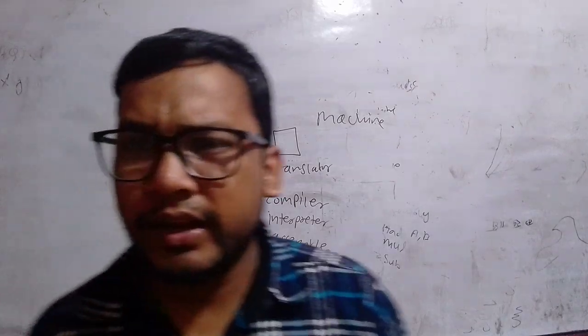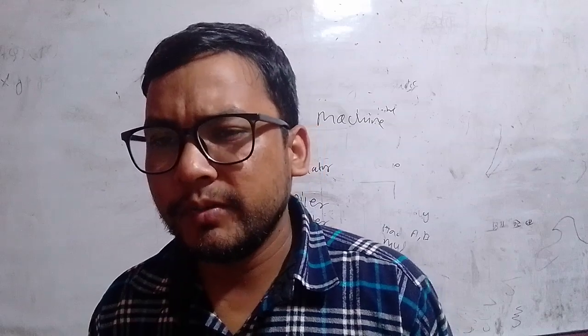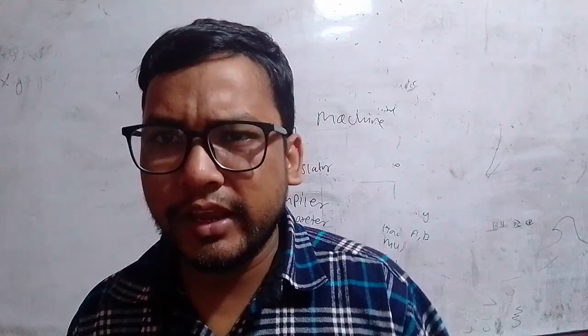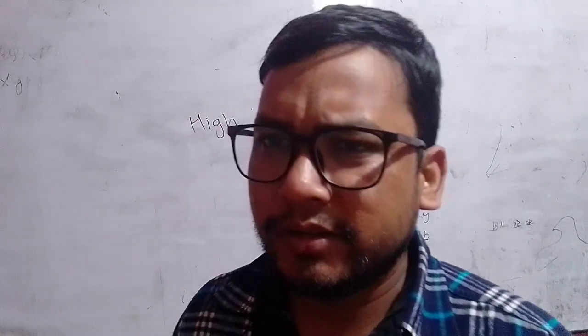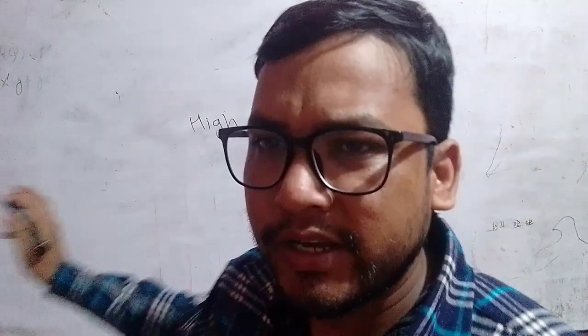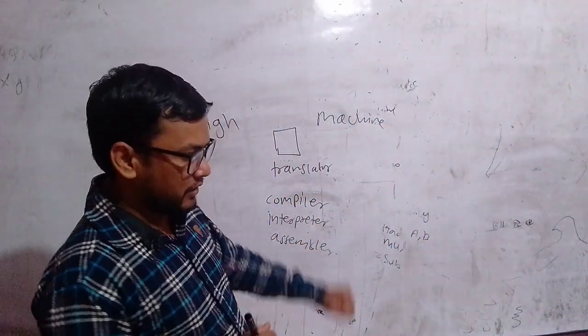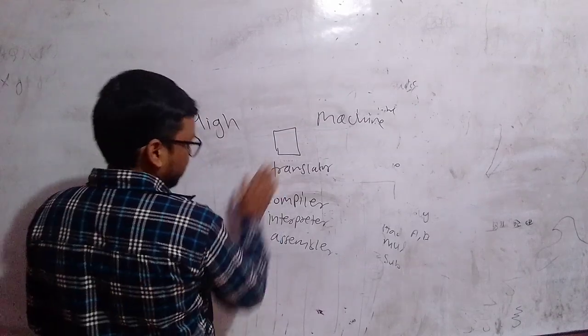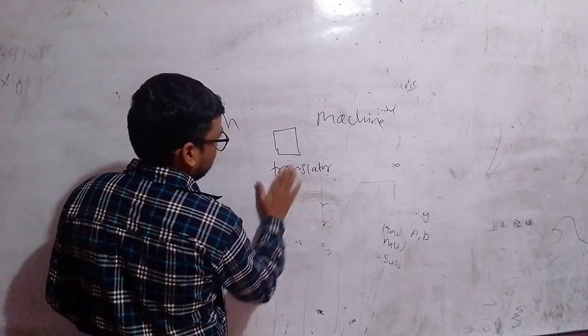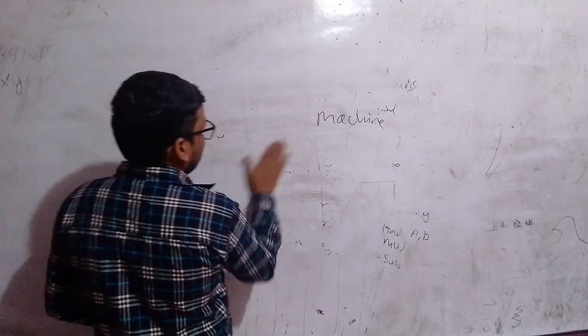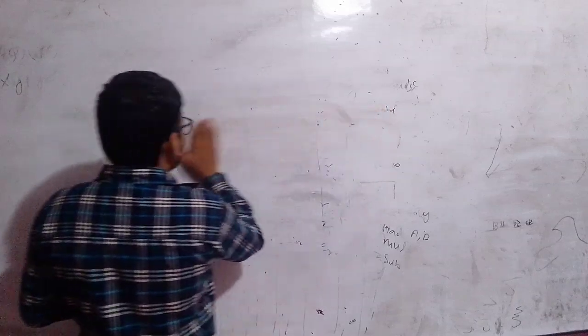What is the compiler and interpreter? Compiler and interpreter both perform the same task. They take the program written in the high level programming language and convert it into the machine language. But their working nature is different. They perform the same task differently. Now let's see the compiler and interpreter.